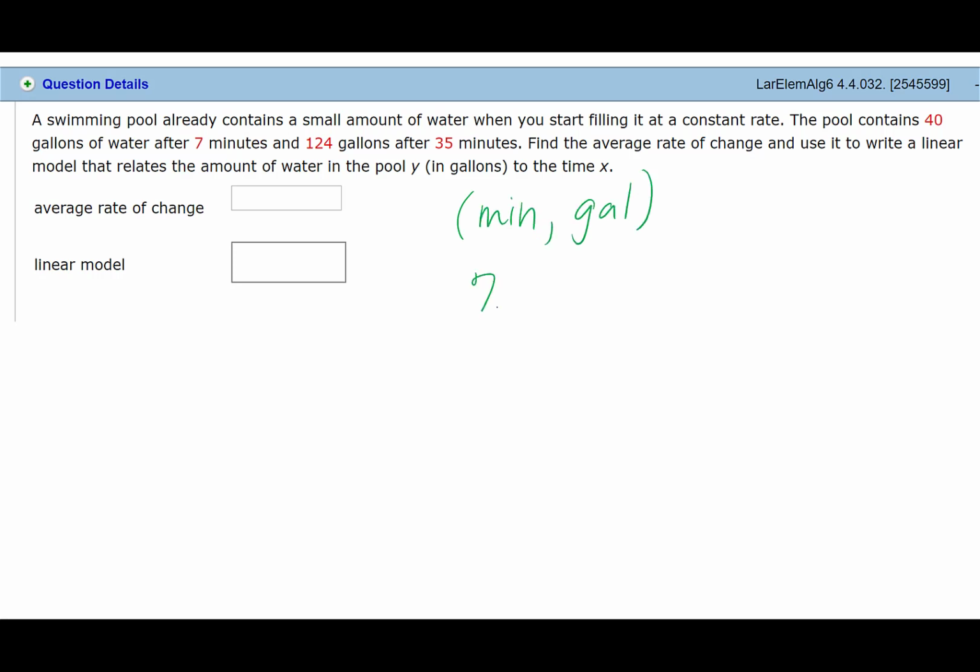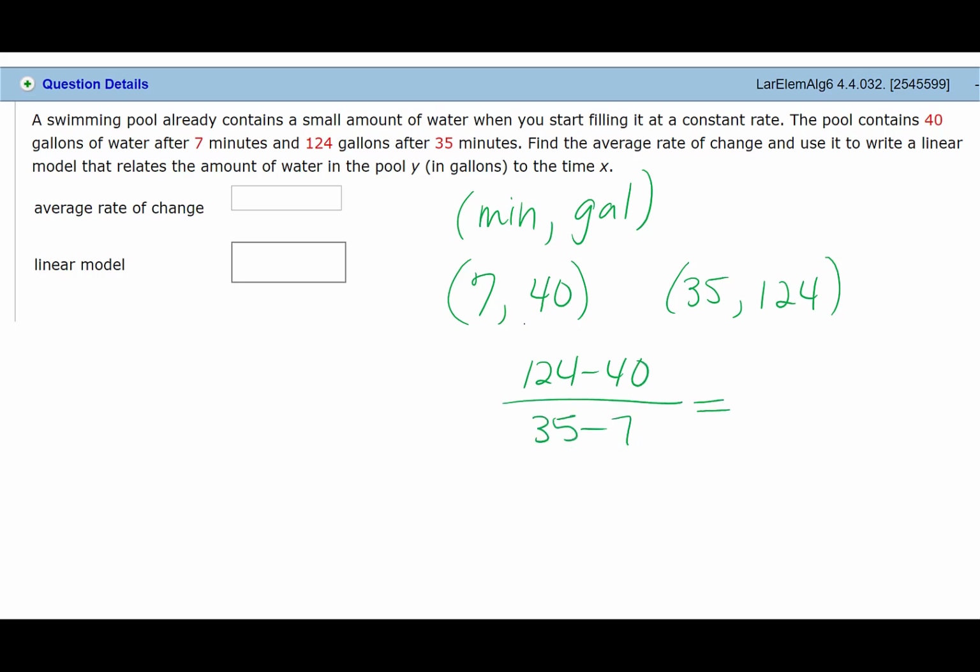So the first ordered pair is 7, 40. The second ordered pair is 35 and 124. The first thing I want you to do is use the slope formula to find the slope. This would be 124 minus 40 over 35 minus 7. 124 minus 40 is 84. 35 minus 7 is 28. That simplifies to 3. So the average rate of change is 3 gallons per minute.